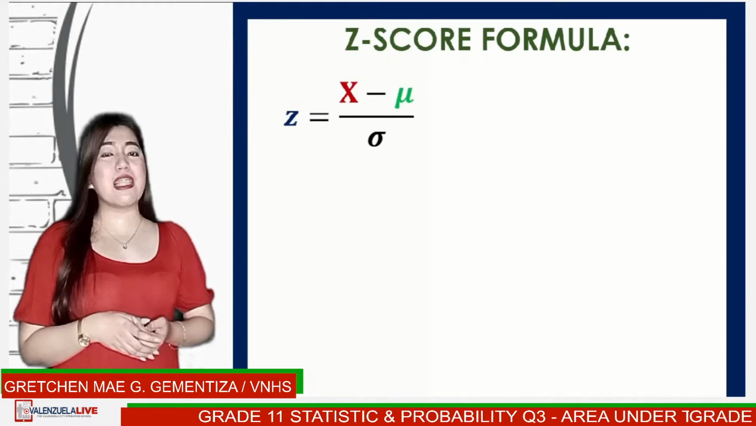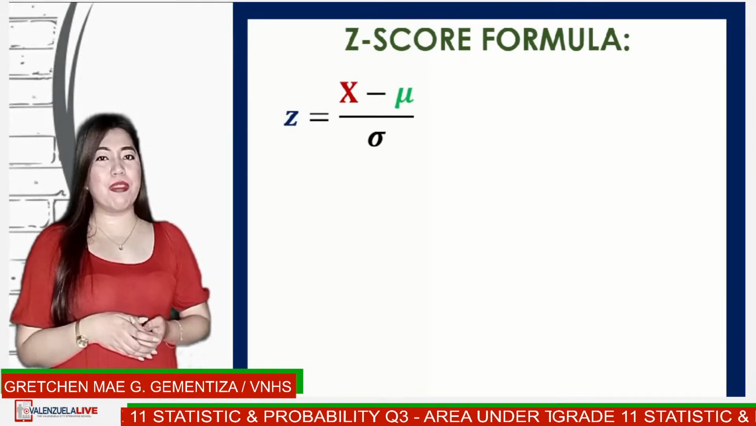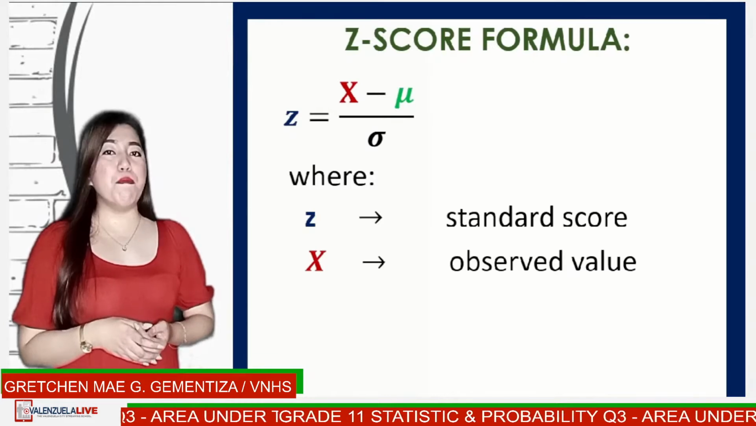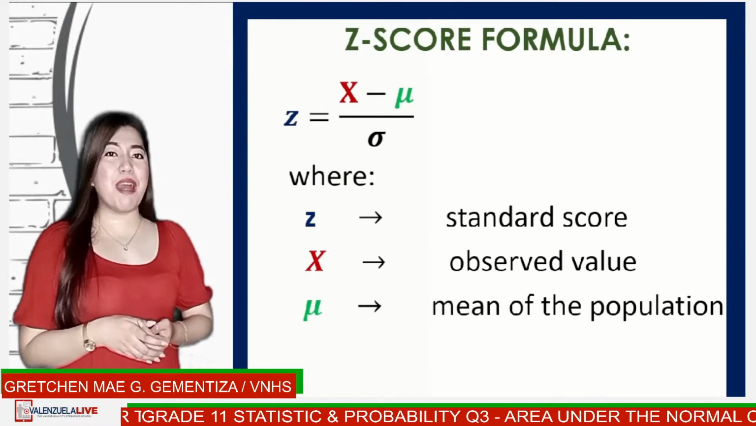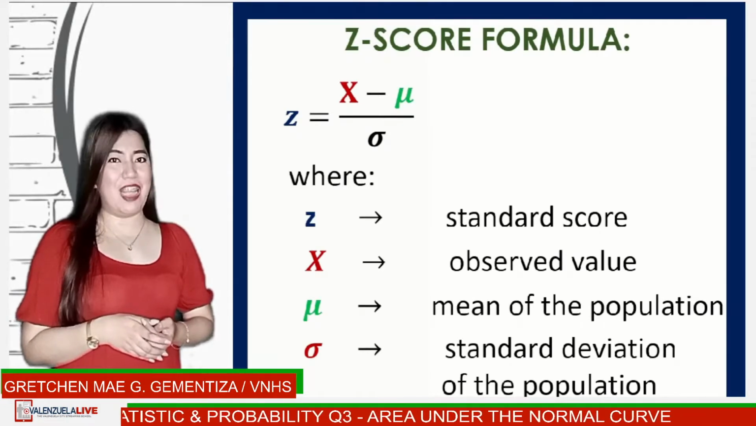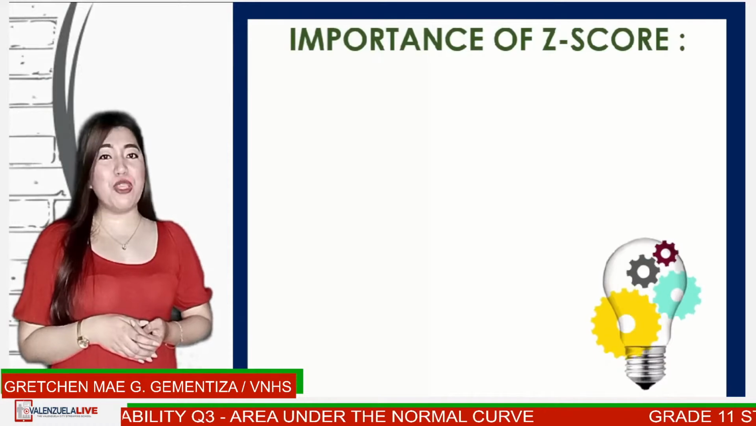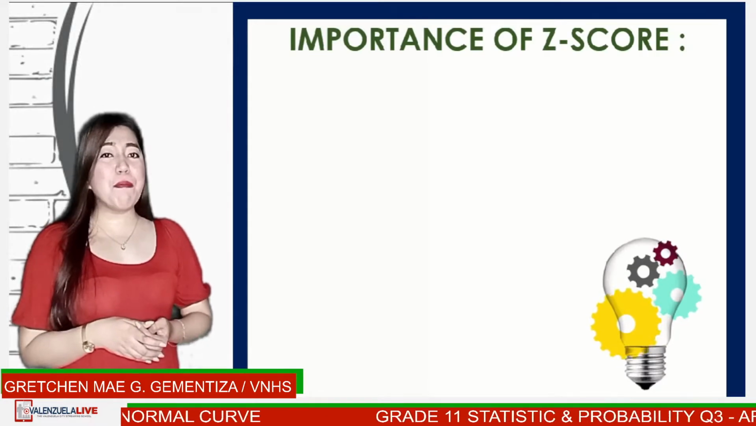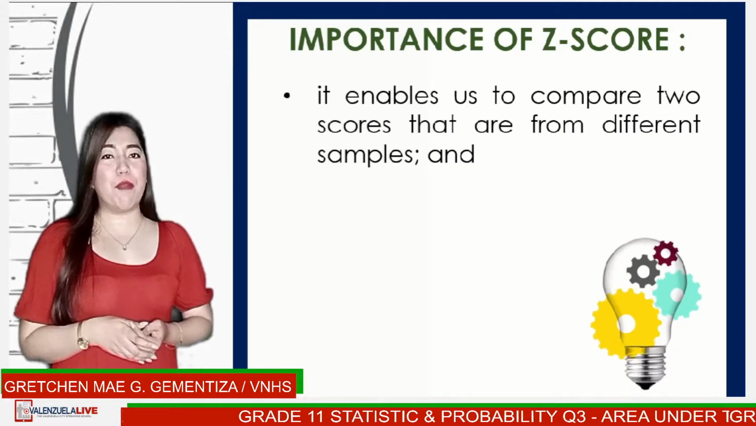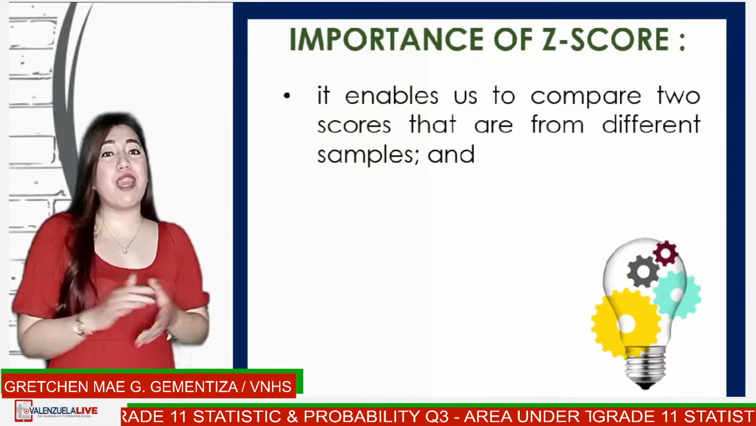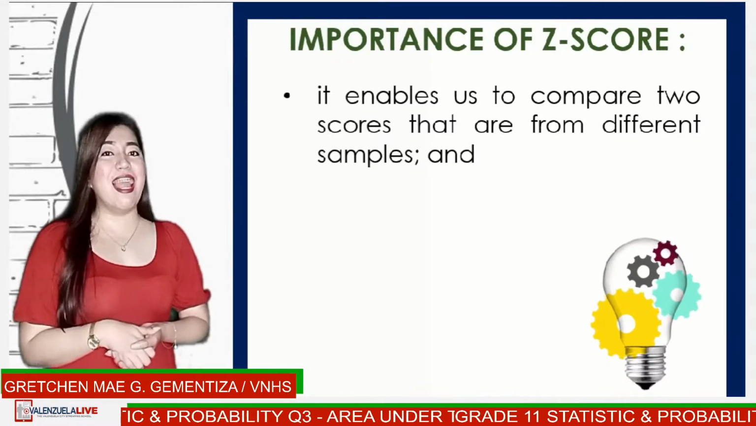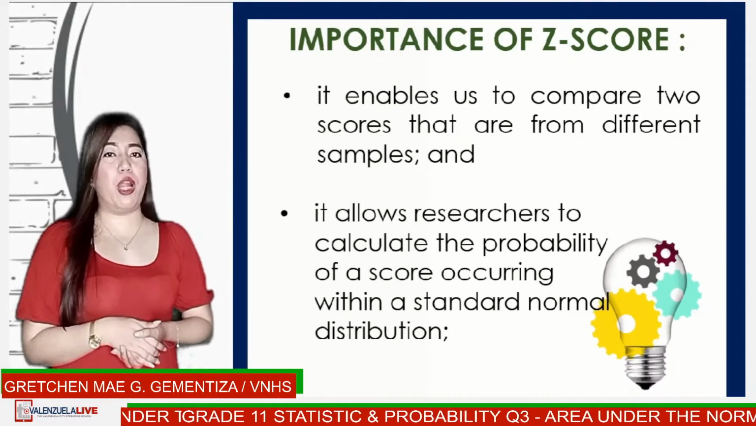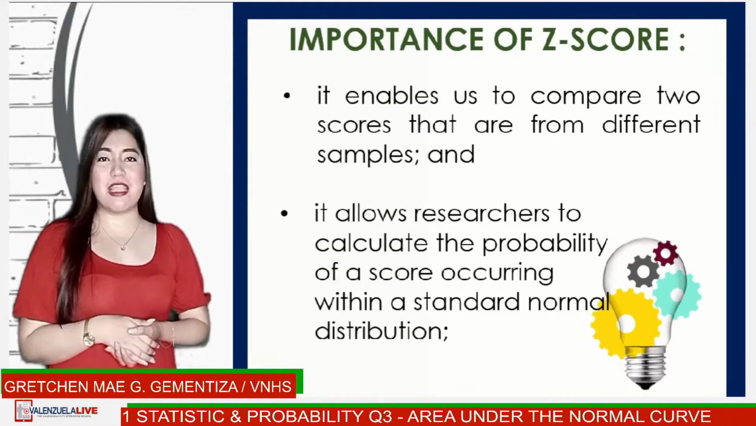Z-score is equal to x minus mu all over sigma, where z is the standard score, x is the observed value, mu is the mean of the population, and sigma is the standard deviation of the population. It is useful to standardize the values of a normal distribution by converting them into z-scores because it enables us to compare two scores that are from different samples, which may have different means and standard deviations. And it allows researchers to calculate the probability of a score occurring with a standard normal distribution.